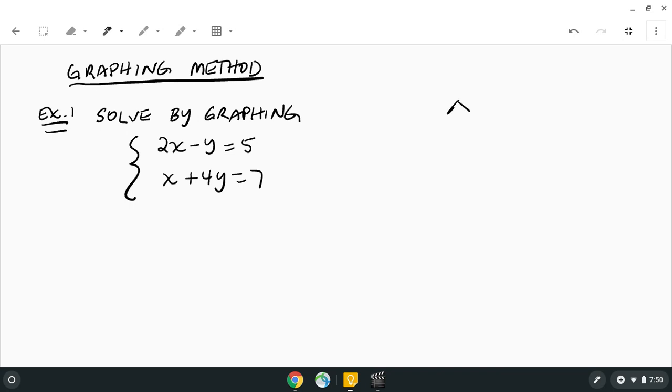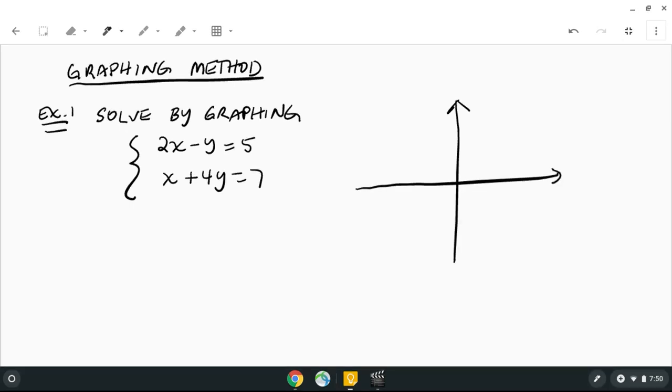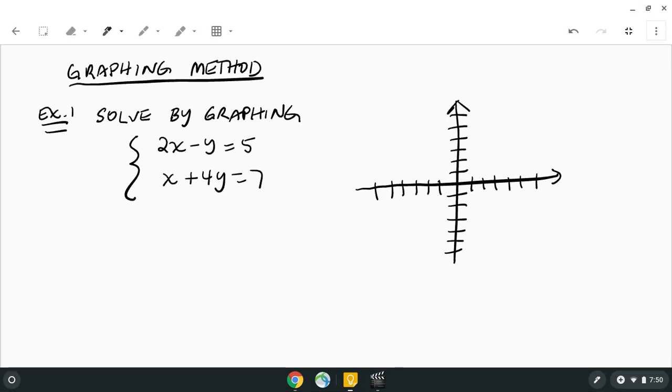And I'm going to see where they intersect. Okay, so hopefully you're pretty proficient with graphing lines. All right, so there's my x-axis, my y-axis. All right, so hopefully you can do these in your head. If not, here, let me just do the first one.